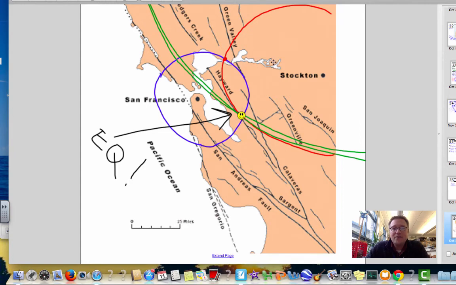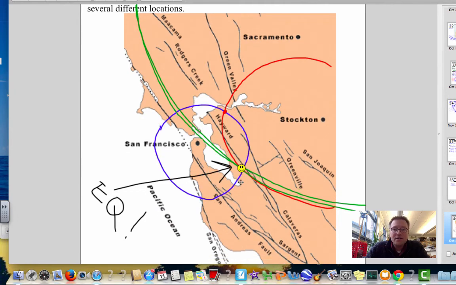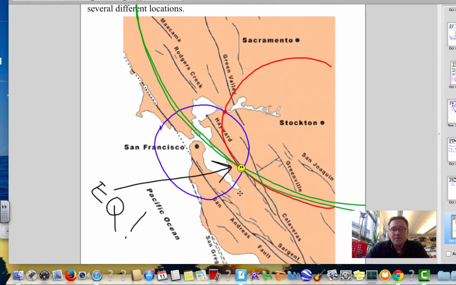To figure out which of those two is the right point, you talk to one other city, and if they say, oh, it's 150 miles, they draw in a 150-mile circle, and where the Sacramento circle, the Stockton circle and the San Francisco circle all meet must be the location of the epicenter. That's a way to find out where the epicenter is. In this case, it looks like it's along the Hayward Fault near San Francisco. Whoops, I just moved it there. Okay.